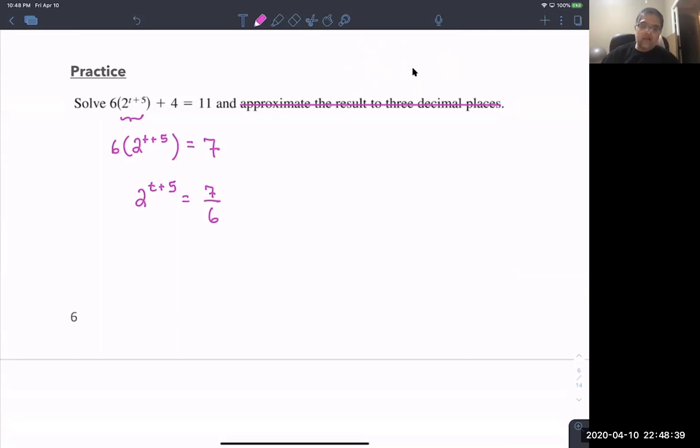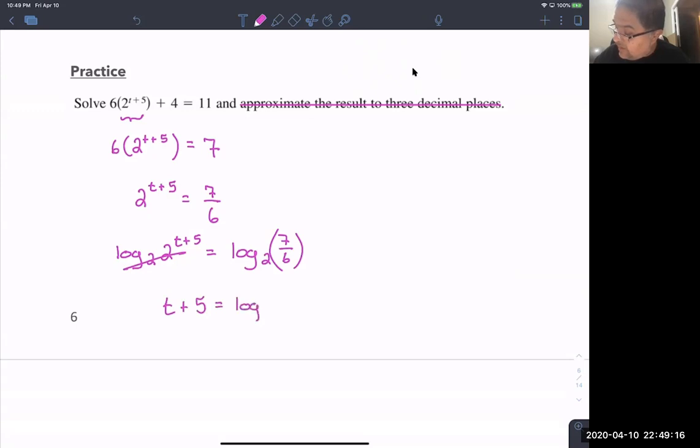Now, obviously, I cannot rewrite 7/6 as 2 to some exponent. So I'm going to have to use the inverse of the exponent of 2 by taking log base 2 of both sides. This cancels. That gives me t plus 5 equals log base 2 of 7/6.